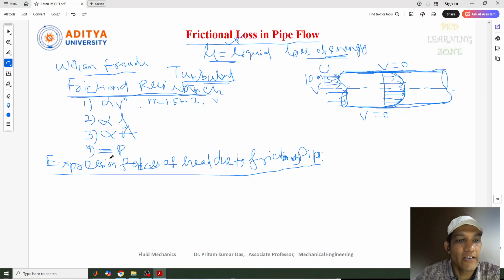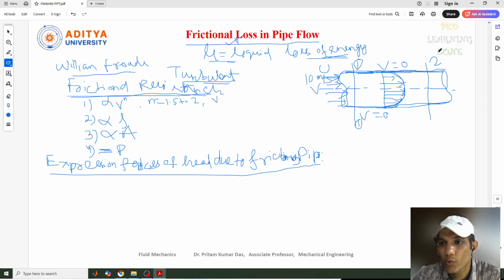For this derivation, we need the help of Bernoulli's equation. We already studied Bernoulli's equation. Now, for applying Bernoulli's equation, we need to consider two sections in this pipe. This is one section, this is another section. Mark it as section 1, and mark it as section 2.